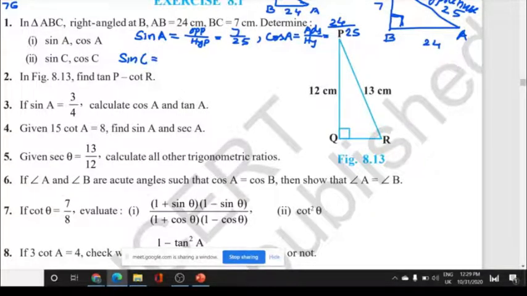Angle C: sin C is 24 by 25, since opposite to C is 24 and the hypotenuse is 25. So we get 24 by 25. What will be cos C?